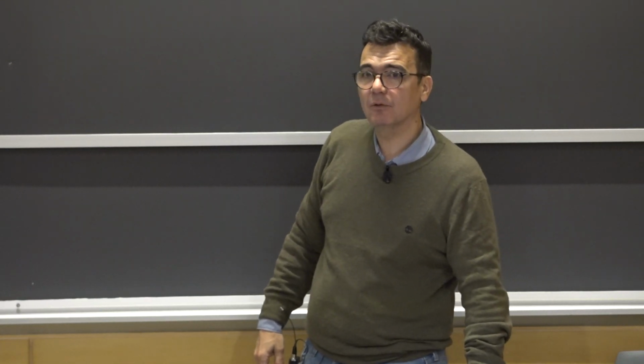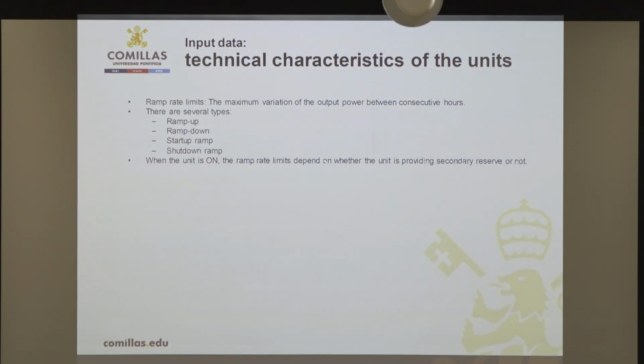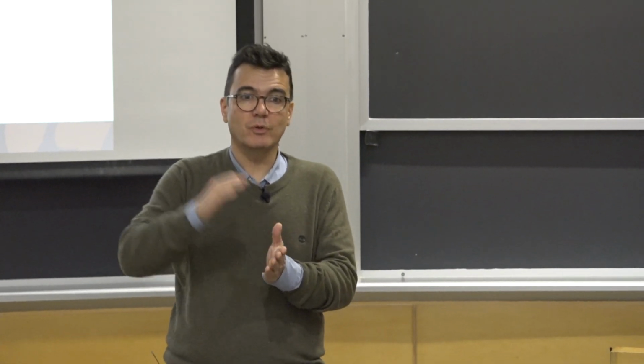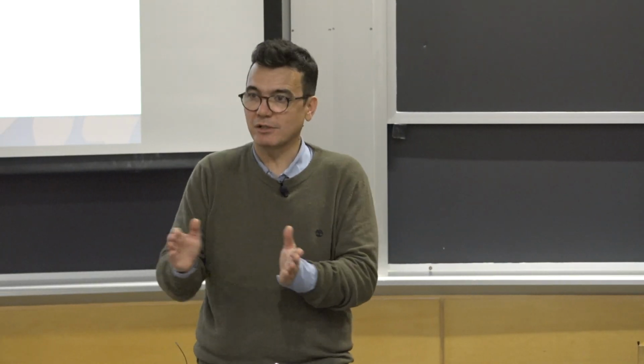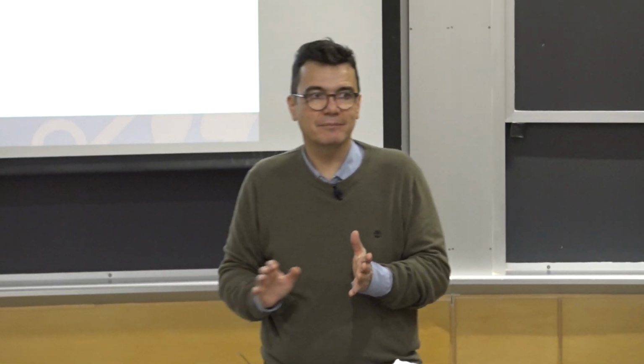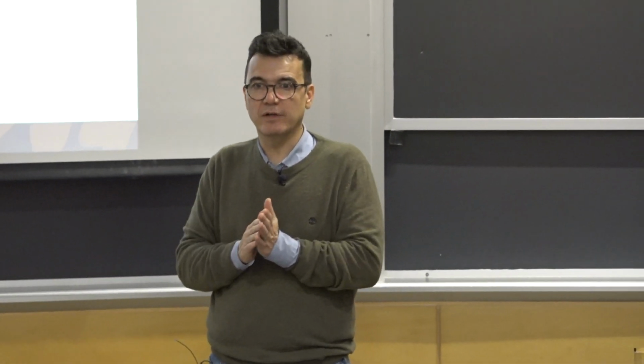Another typical constraint are the ramp constraints. What is that? How fast the generator can increase. Exactly. It's like when you are driving. You cannot go from 0 to 100 miles per hour in 1 second. It takes some time when you change your velocity, right?